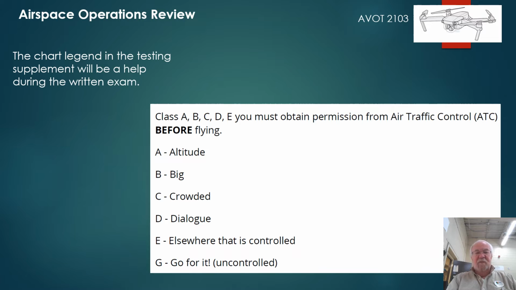Just keep that in mind. Remember the memory items that we used for the different classes of airspace. A for altitude, the high altitude sector, B for big, C for crowded, D for dialogue, E for elsewhere that's controlled, and then G airspace, or Gulf, is uncontrolled, where we'll do most of our flying. So keep that in mind.